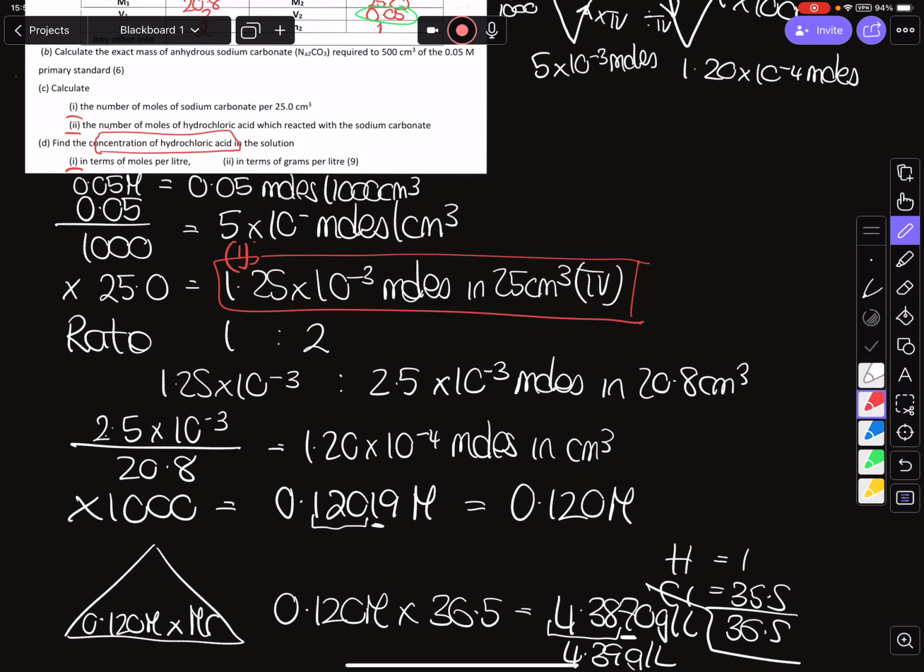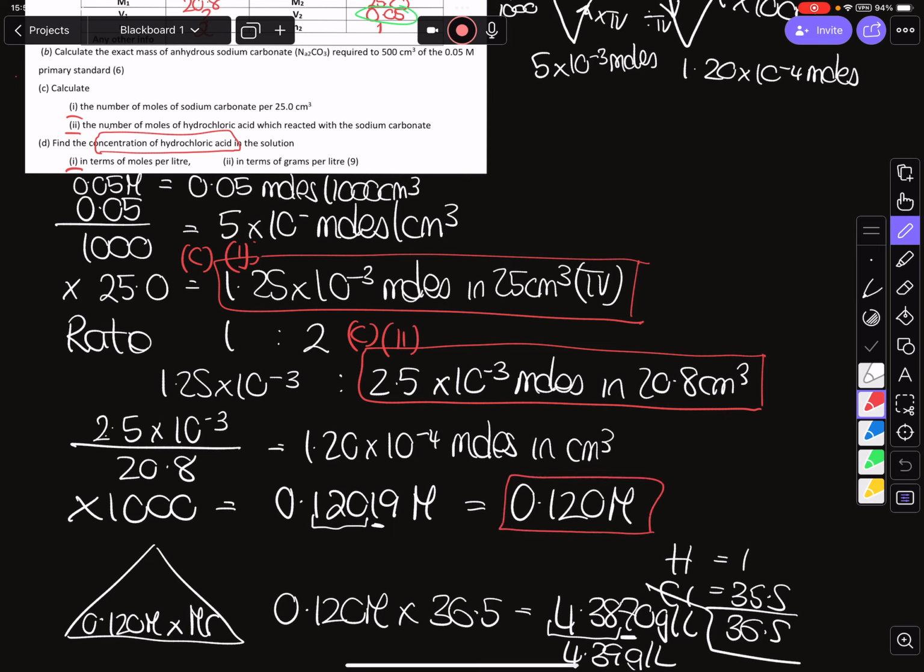Okay. Our next thing that we're looking at, the number of moles of hydrochloric acid that reacted. So this is when we used our ratio. We found how much of HCl we had. This becomes our 2. Our last one, then we're going to D. So obviously this is C. D asked me to find my concentration of HCl in moles per litre. This is D part 1 down here, 0.120 big M.